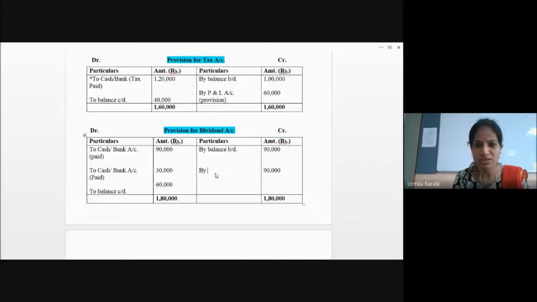So from where are you creating this provision? From profit and loss, P&L. Yes, very good. So from the profit and loss account we are creating this. So what is this? Provision created. So you can say additional provision, or provision. If you say additional provision, that is also fine because this is a balancing amount. So you may think this is the additional provision which you have created.